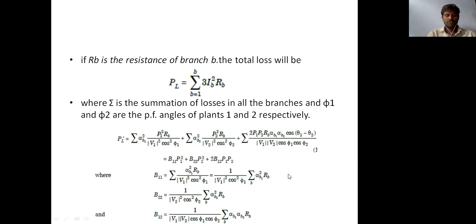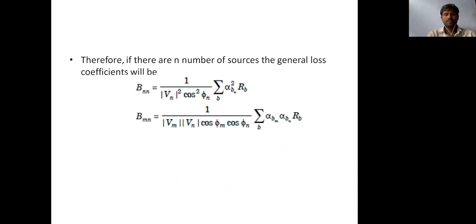For a number of sources, the general loss coefficients will be: B_mn equals 1 by V_m squared cos squared phi n, the summation of alpha_Bn squared into R_B, and B_mn equals 1 by V_m and V_n cos phi, the summation of alpha_Bm and alpha_Bn into R_B. These are the B_mn coefficients.